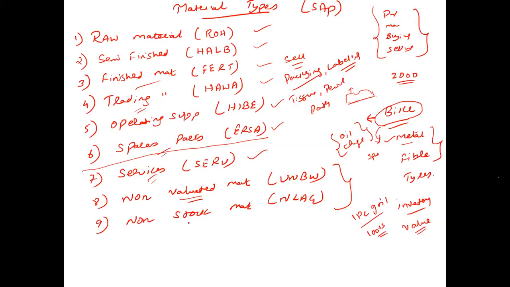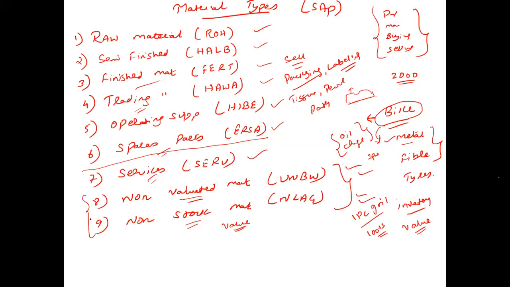And what is non-stock material? Non-stock material is nothing but you are going to procure something, for example, some services. You will not have the stock, but you will have the value. You are going to pay the vendor. So that is considered as non-stock material. And whenever you see non-valuated material, you will not have the value of the material, you will have the stock. Here, you will have the stock, but here you will not have the stock. Here you will have the amount, but here you will not have the amount. That is valuated and non-valuated.